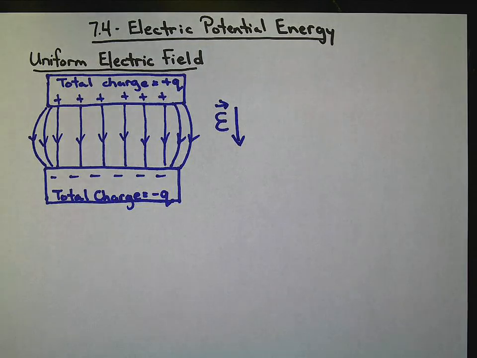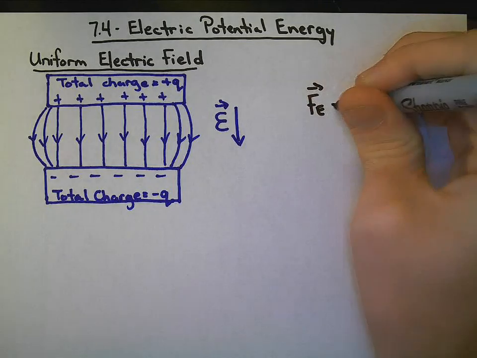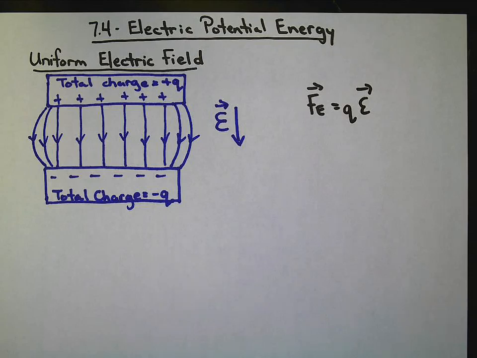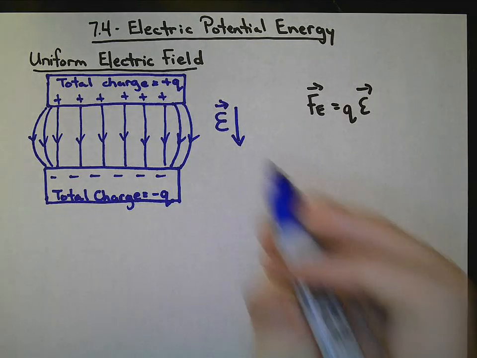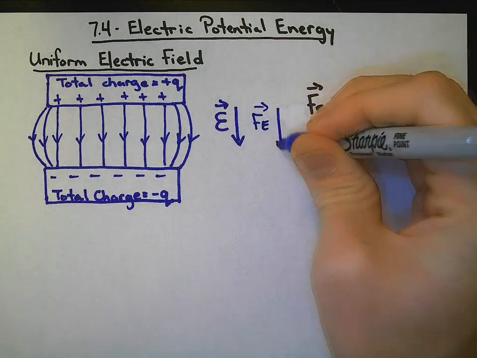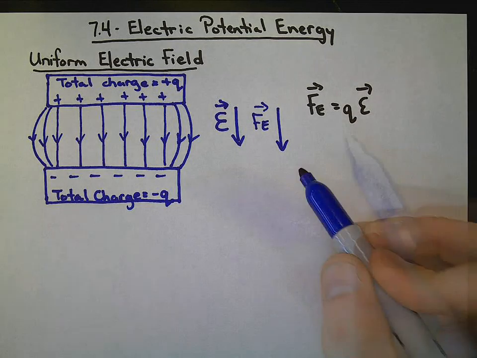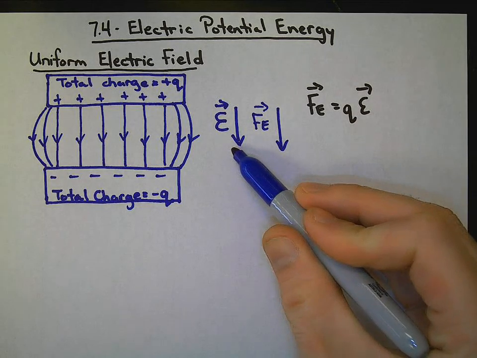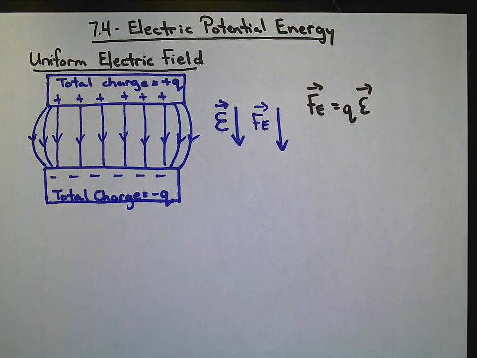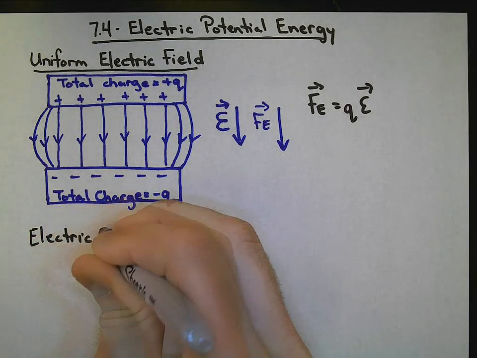And we call that our electric force, which is calculated by QE. That electric force will be going in the same direction as our electric field. So the electric force also goes in the same direction as our field. And this field does work on the charge as it moves this distance Q. And that point really brings us in nicely to talk about electric potential energy.